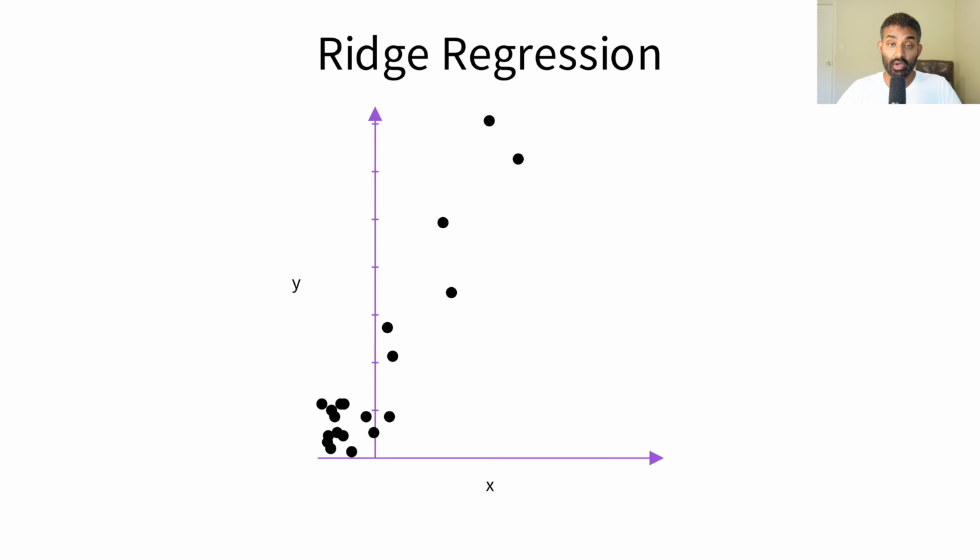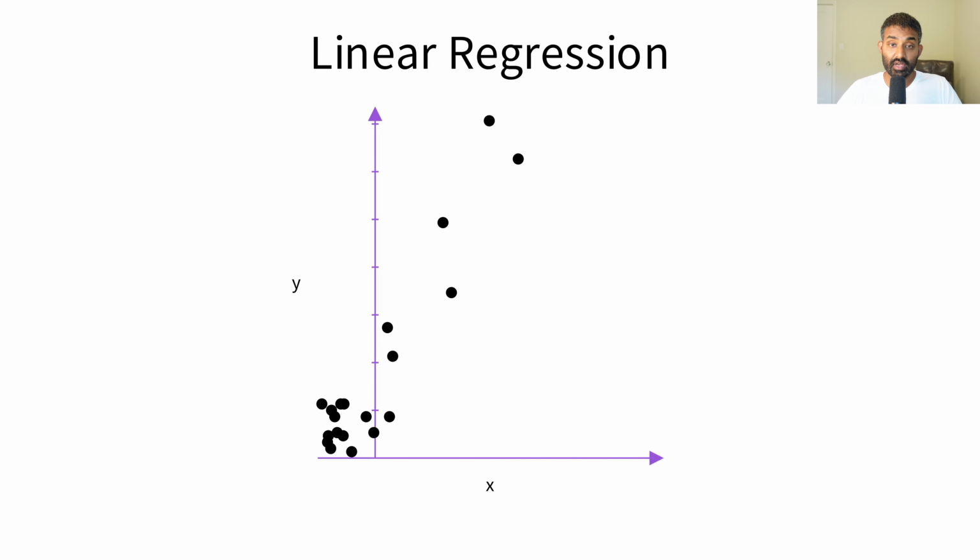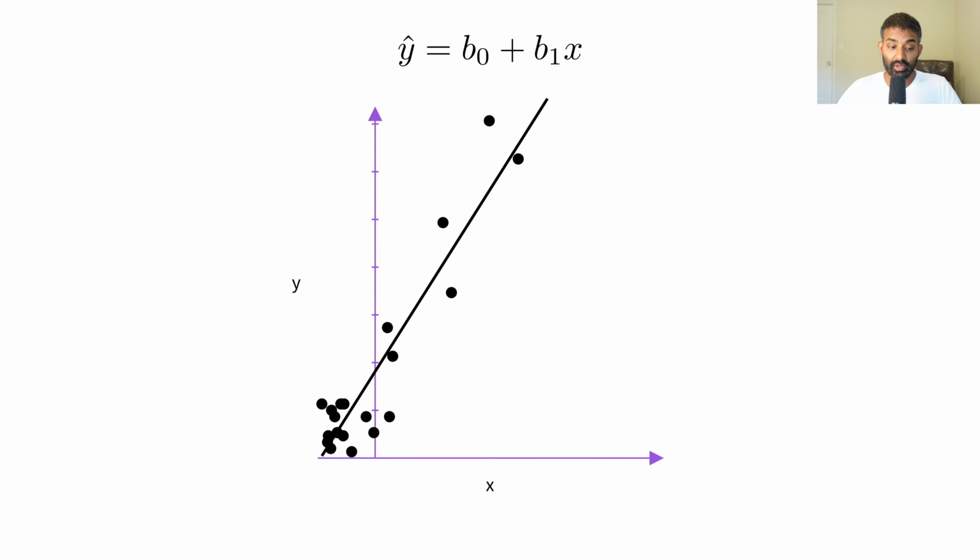Ridge regression is a form of linear regression where we plot points and then draw a best fit line to try to approximate those points. And with the line, we can make predictions about the future. The equation for the line is y equals b0 plus b1x.